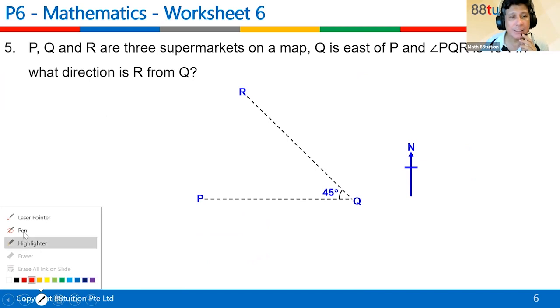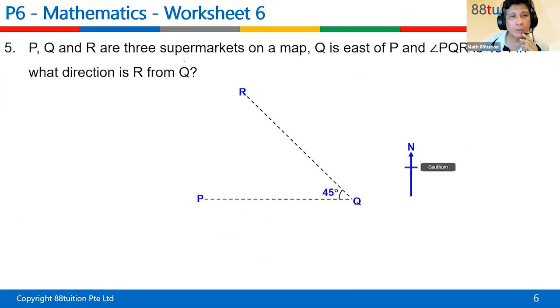The question is asking what direction is R from Q, right? So Q is actually put right in the middle. Q is actually there. Okay, and from Q, so that is where your Q is, right? Our compass is placed here actually. Okay, like that. With Q right in the middle. Then 45 degrees, it goes out there. So that's why we are looking for this direction.